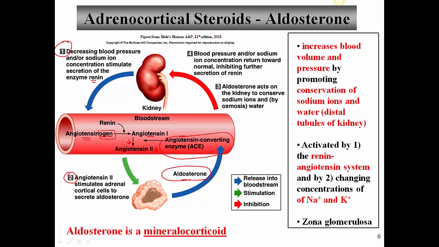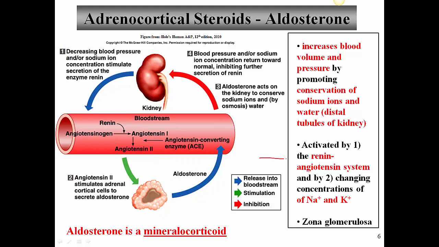And then finally aldosterone will act to conserve water and sodium ions at the kidney, bringing blood pressure and/or sodium ion concentration back to normal, and that will decrease the secretion of renin from the kidney. So this is our classic negative feedback loop for aldosterone.